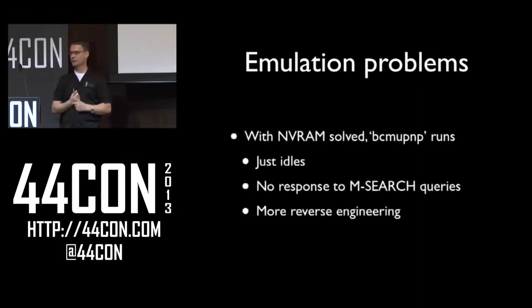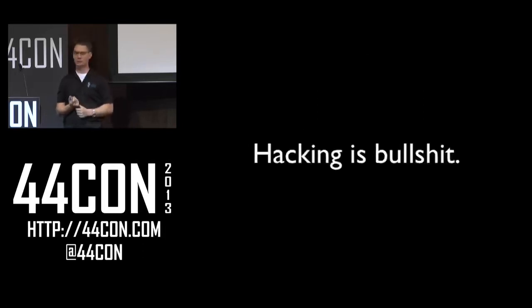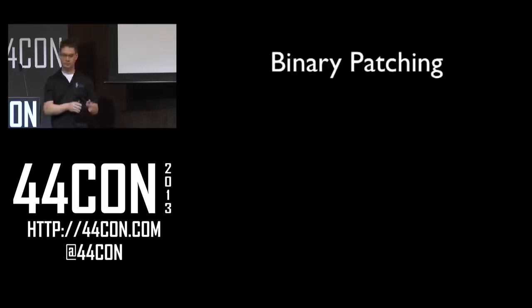So with NVRAM solved, I was able to get BCM UPnP up and running, but it would just idle. If I sent M-SEARCH requests to it, it wouldn't respond to them, which basically means we're going to have to go back and do some more static analysis and figure out what's going on there. So getting pretty frustrated yet again. Like I said, I left this piece of the project multiple times and came back to it.